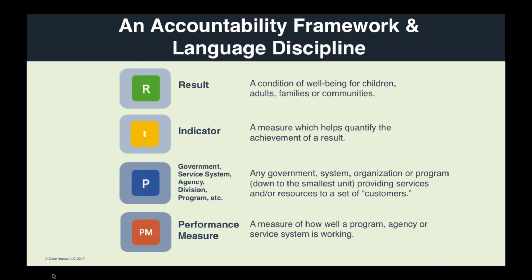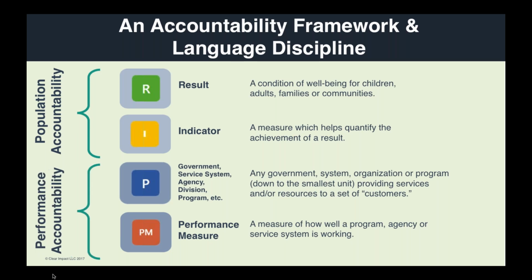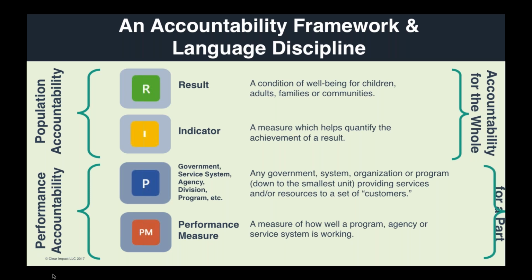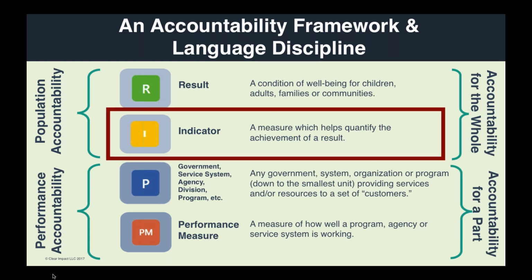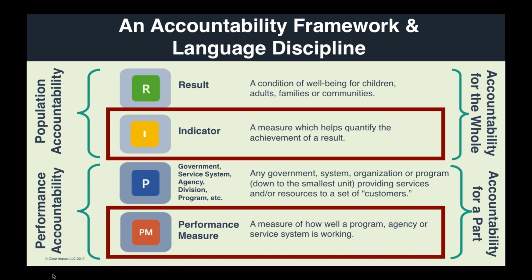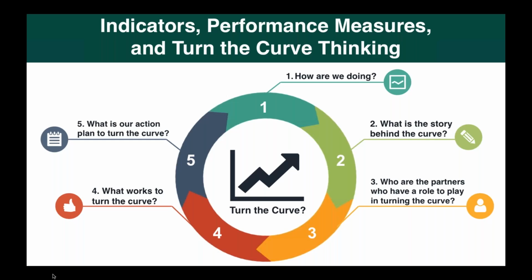So here we go. Result, or population result, which is a condition of well-being for adults, families, and communities. How do you gauge that? We use the term indicator for a measure which helps quantify the achievement of a result, right? That's all about population accountability. Then for programs, governments, services, divisions, agencies, we talk about performance measures as how we measure how well any of those entities are working. How they're doing, okay? So that's accountability for the whole versus accountability for a part, right? Indicators for population results, performance measures for governments, agencies, service systems, etc.